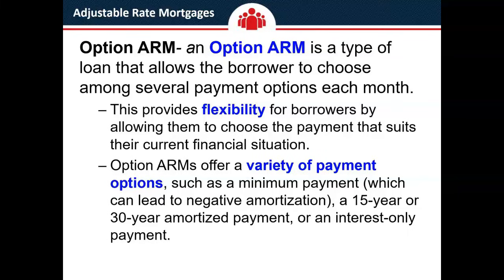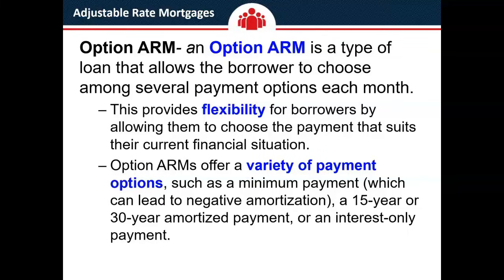Or if they're having a good month and have a lot of money that month, they might want to make a 15-year payment, or a 30-year payment, or an interest-only payment. They have options. So on an option ARM, a borrower has usually 4 payment options. They can choose the minimum payment, which is less than the normal payment, but the part that they don't pay gets added to the end of the loan, causing negative amortization. They can make a 15-year payment, a 30-year payment, or an interest-only payment. Every month, they can choose a different option.